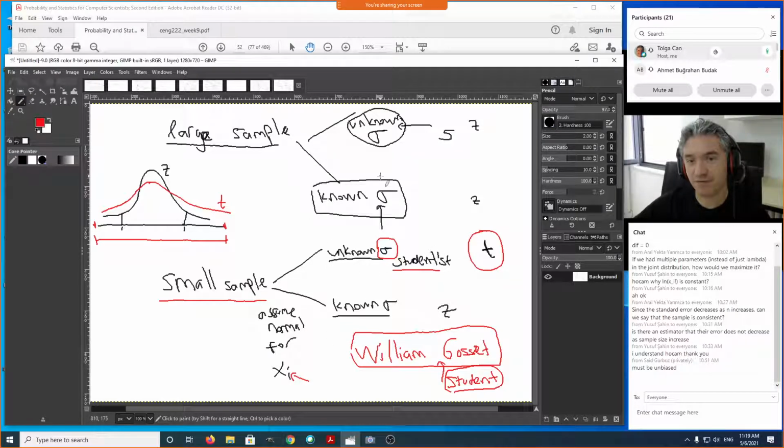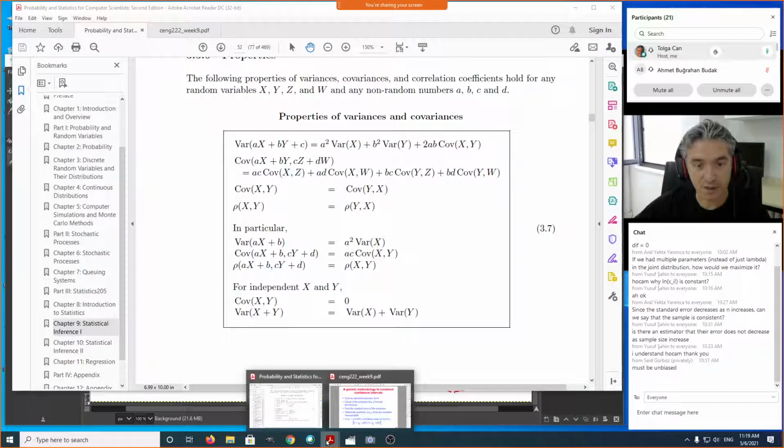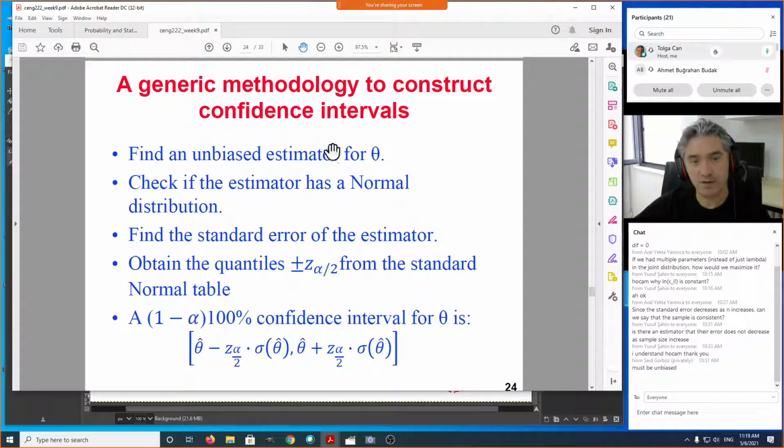these are the four cases we are going to see in the remainder of this chapter. All right, now let's continue with our slides. So here's the generic method that we have. By the way, this z, as I said, is going to be replaced by the t table if we have a small sample with unknown standard deviation. But still, we have to know that they're coming from normal.